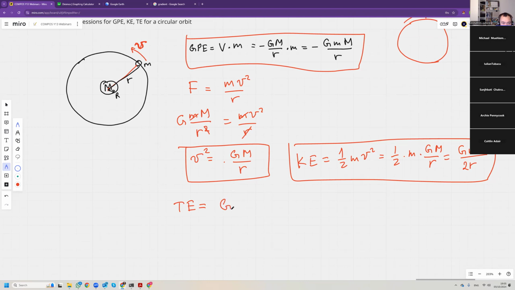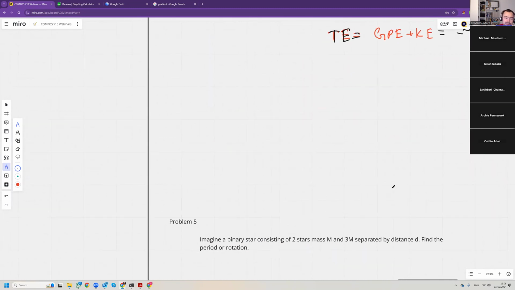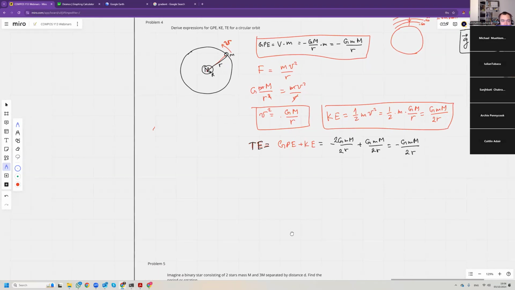Total energy is GPE plus the kinetic energy. So it's minus GMm over r plus GMm over 2r. We multiply this by 2, and this gives us minus 2 plus 1, so it's minus GMm over 2r. So, interesting result. We have the total energy, the gravitational potential energy, and the kinetic energy. You can see that total energy is negative, gravitational potential energy is negative, and the kinetic energy is, of course, positive.